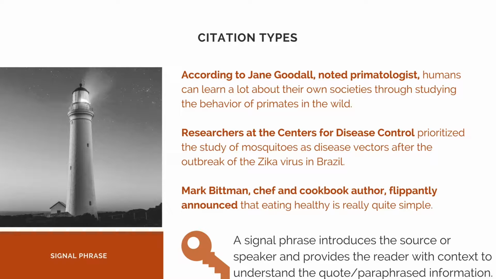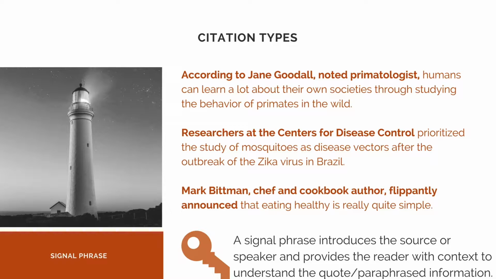The second example demonstrates the use of a signal phrase as part of the main clause. Researchers at the Center for Disease Control tells our readers similar kinds of information: the name of the organization we are referencing, and given the credibility of the organization itself, another reason to trust the information. The third example adds a layer to our meaning.